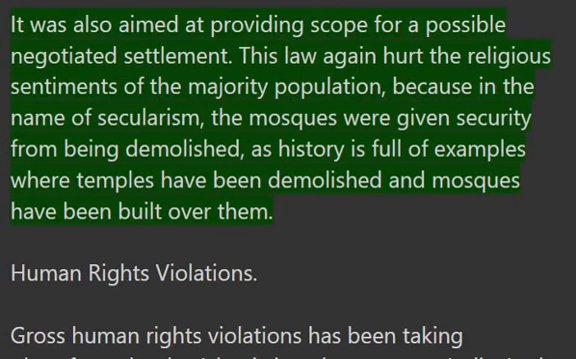This law again hurt the religious sentiments of the majority population, because in the name of secularism, the mosques were given security from being demolished, as history is full of examples where temples have been demolished and mosques have been built over them. Human rights violations.